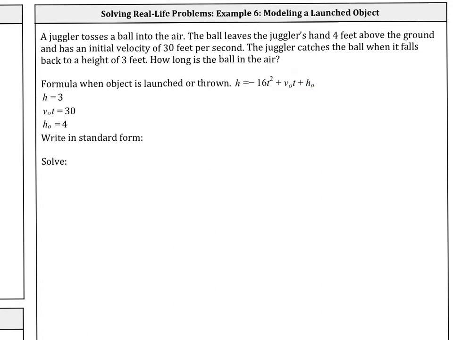So what is given here is the height after time t, with initial velocity 30 and initial height 4. Now we're going to bring the 3 to the other side to make it a standard equation. So that's going to be negative 16t squared plus 30t plus 1 equals 0. Identify a, b, and c. So a is negative 16, b is 30, c is 1.